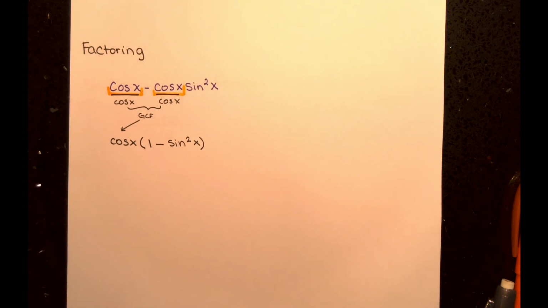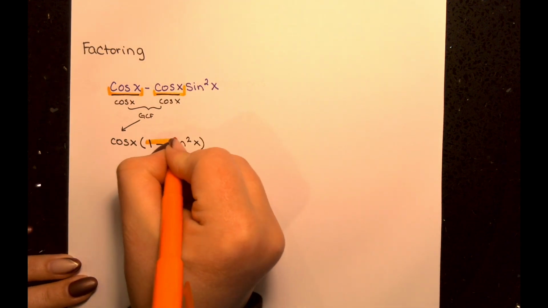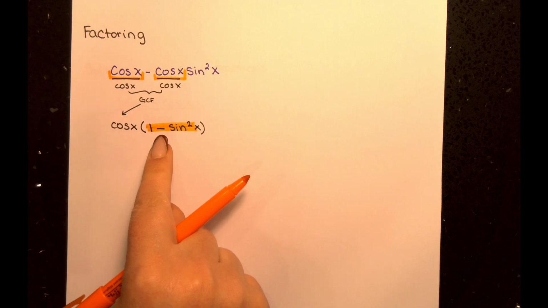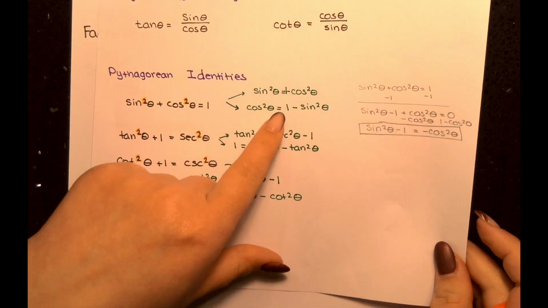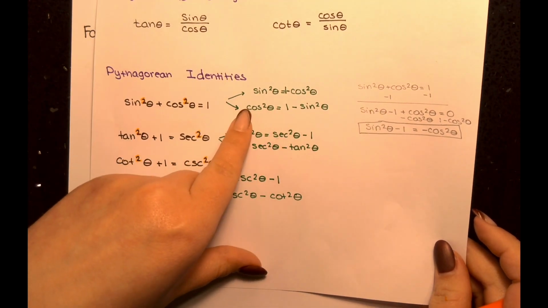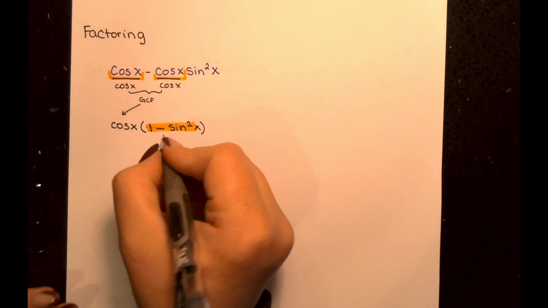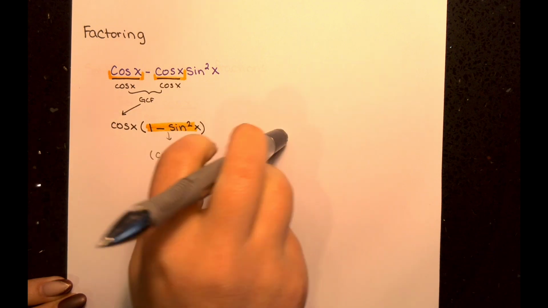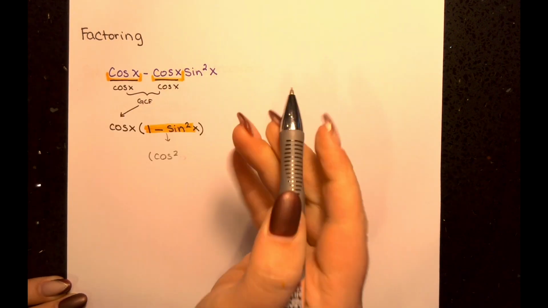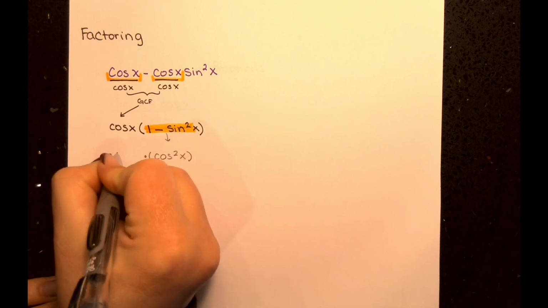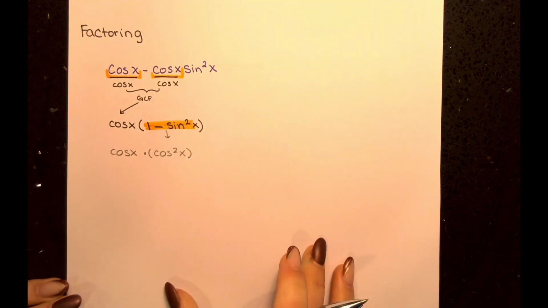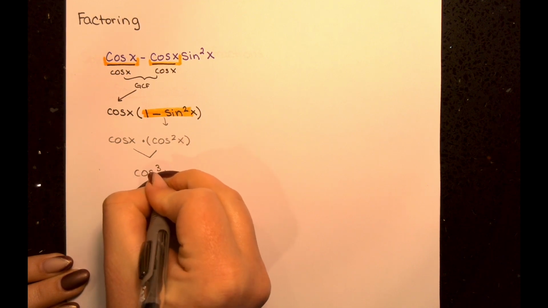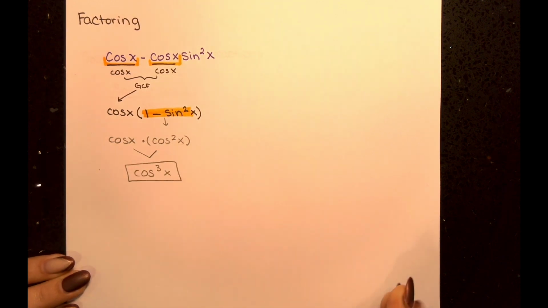And again, it should be screaming identity to you, specifically a Pythagorean identity. Let's check. 1 minus sine squared of x is cosine squared of x. So we get to change this to cosine squared of x. Oh, x, not theta. Times cosine of x. So that means we just have 3 of them. So cosine cubed of x is your answer.